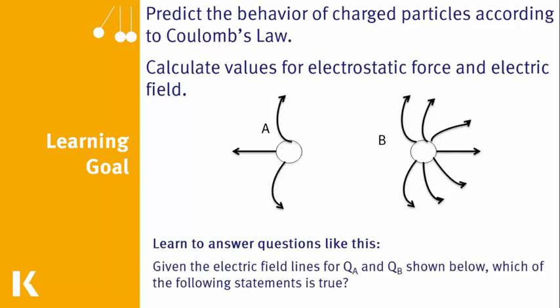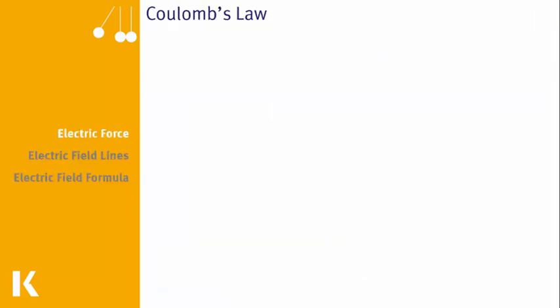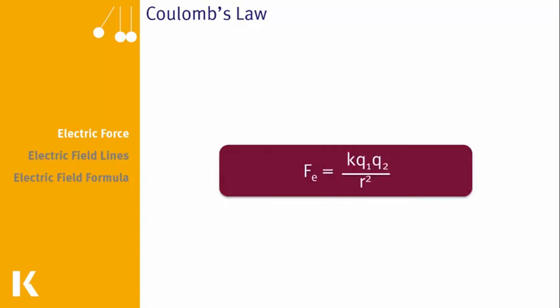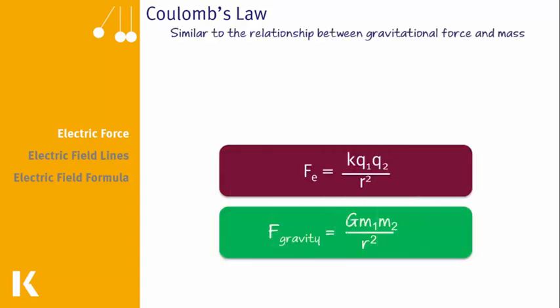By the end of this video, you'll be able to answer questions like this, which ask you to analyze a visual representation of an electric field. To start off with, let's break down Coulomb's law. Coulomb's law describes the electrostatic force between two charges, here denoted as Q1 and Q2. This formula probably looks somewhat familiar. It's pretty close to the equation for gravitational force. So if you have a good grasp of gravity, you already understand a lot about electric fields and Coulombic forces.